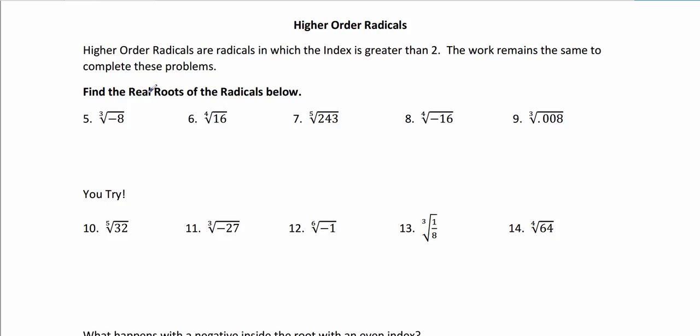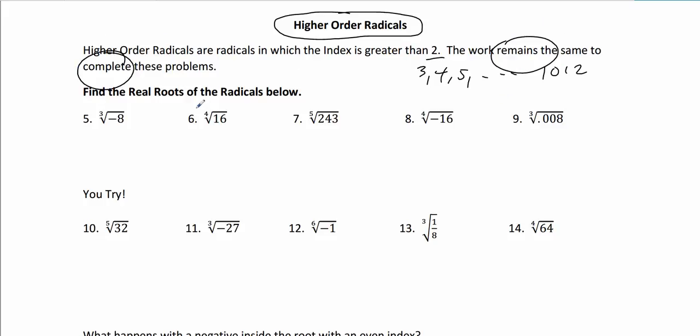So everything that you've done so far, you have been dealing with mostly square roots. Remember, square roots have the 2 there. We want to find pairs of 2. Well, now we're going to be dealing with higher order radicals. Higher order radicals are just radicals in which the index is greater than 2. So they could be 3, 4, 5, up through 1,012, or higher even. We're not going to go that high, but they could be any number that's other than a 2. That's what we call higher order. The work remains the same to complete them.